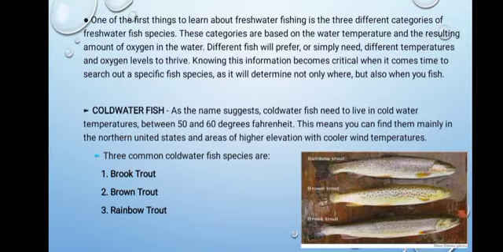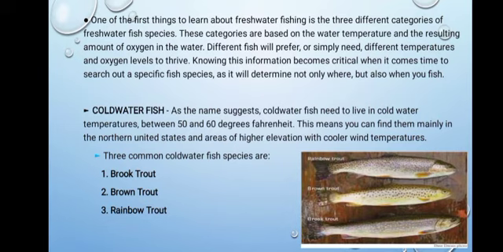So, the second topic is common freshwater species. One of the first things to learn about freshwater fishing is the three different categories of freshwater fish. The first is based on the water temperature and the resulting amount of oxygen in the water. Different fish will prefer or simply need different temperatures and oxygen levels to thrive. Knowing this information becomes critical when searching out a specific fish.